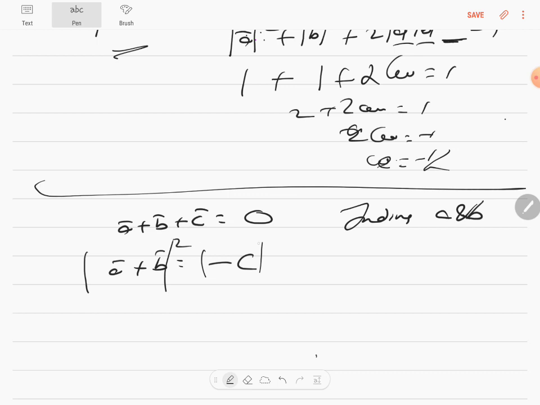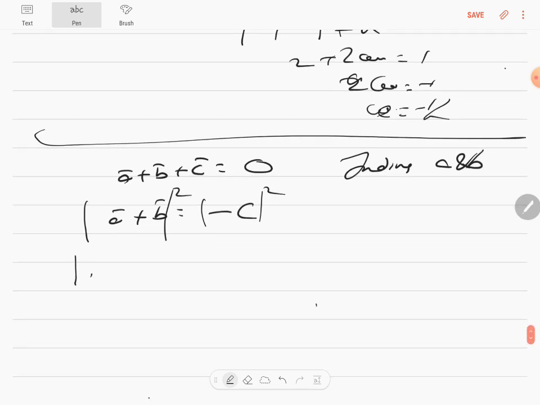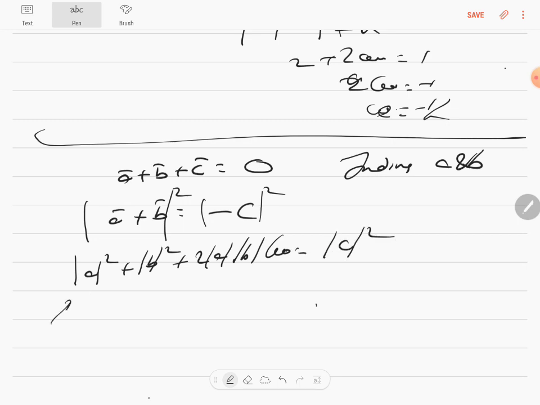So we can square both sides. When I do that, it will become magnitude of A the whole square plus magnitude of B the whole square plus 2 into magnitude of A into magnitude of B into cos theta is equal to magnitude of C the whole square. If this is given as a unit vector, then this will be 1, plus this will be 1, plus 2 cos theta is equal to 1. So 2 plus 2 cos theta, whatever, then you can find out what the angle is.